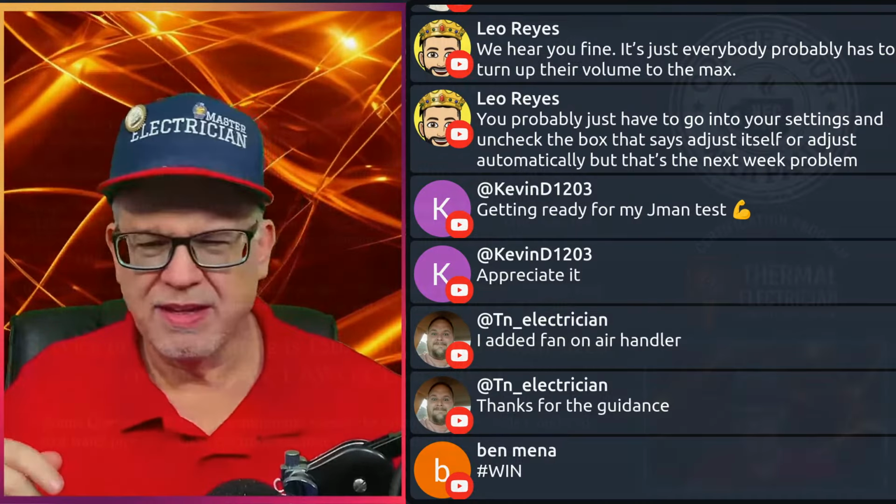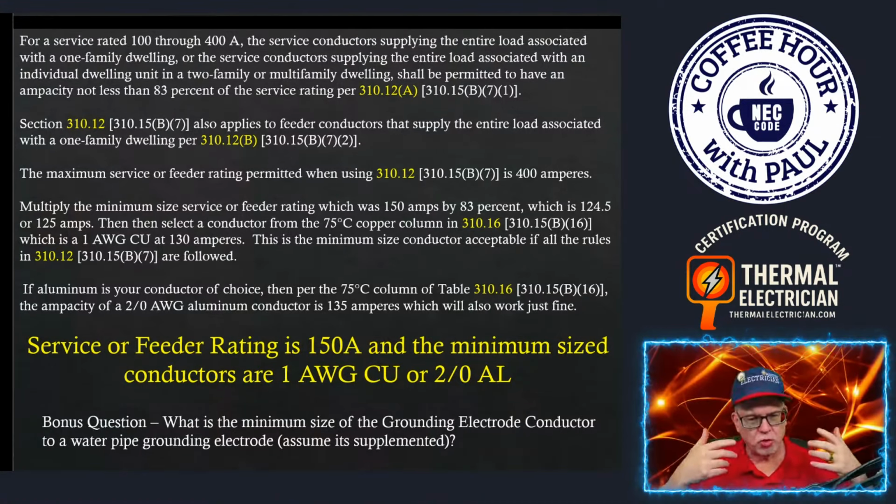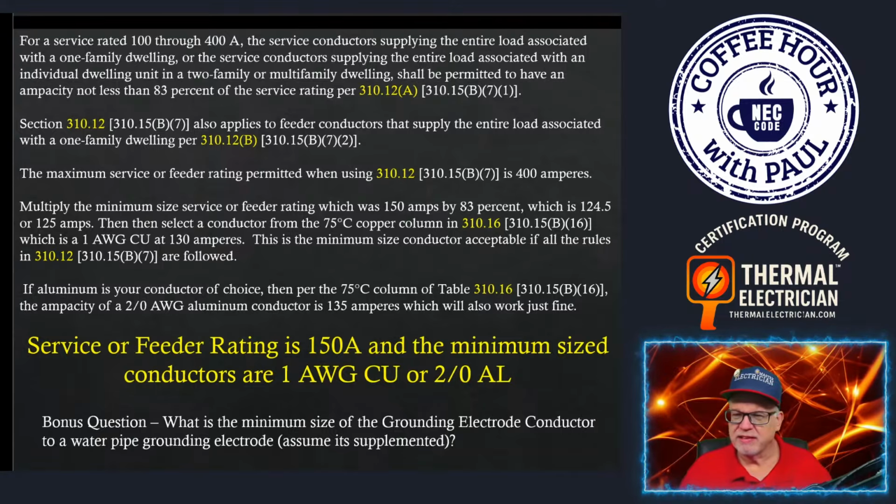All right. So in our case, we're not using the table. We're doing it the old school way. So in this case, 125 amps, then we're going to go to 310.16, or 310.15(B)(16), depending on what cycle you're in, 1 gauge copper. And again, always assume copper unless the exam states otherwise.